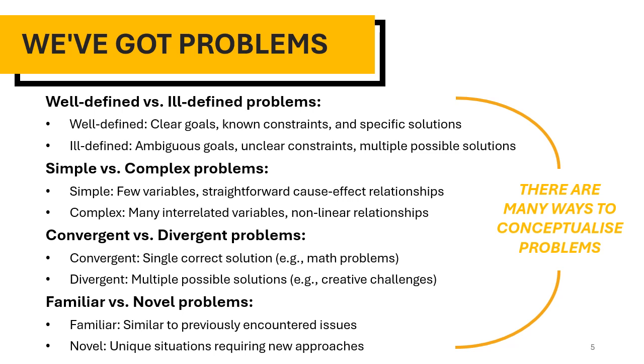Simple versus complex might mean that there's only a few variables. It could be very straightforward, cause and effect, versus complex, where there's many interrelated variables. There might be non-linear relationships that we need to figure out. Convergent versus divergent problems mean that there might be a single correct solution versus multiple possible solutions.